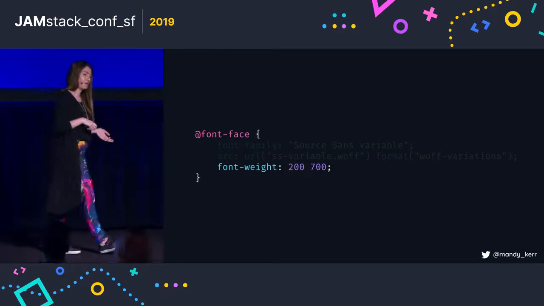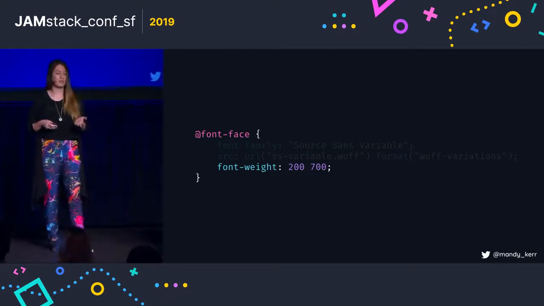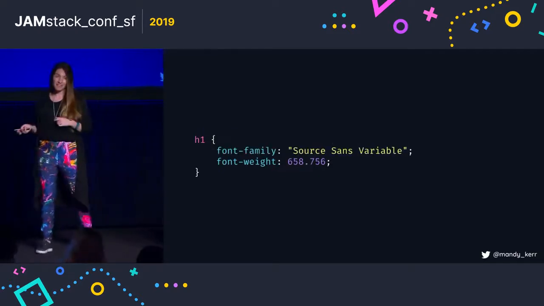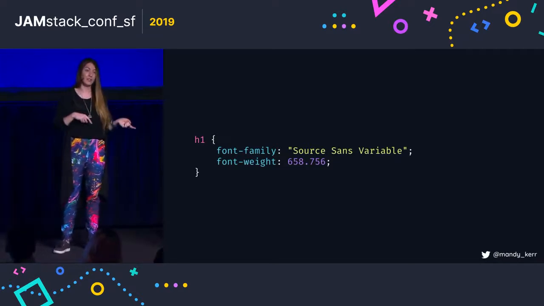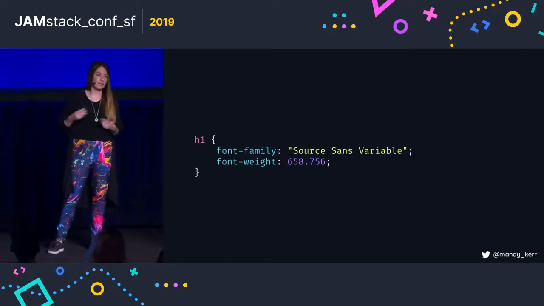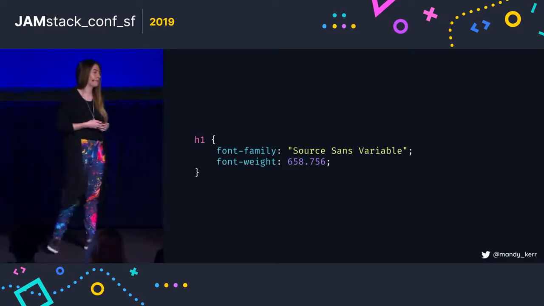And you would keep doing this until you had all the different styles that you needed. But with a variable font, you don't need to do that. You can just specify a range. So in this case, it's 200 to 700. And then, when you reference the font in your CSS, you can just pick any number between 200 and 700. So 658.756, whatever you want to do.